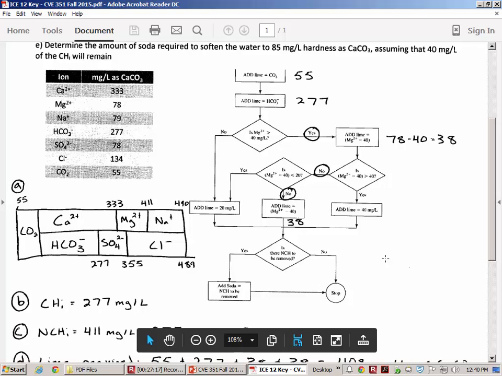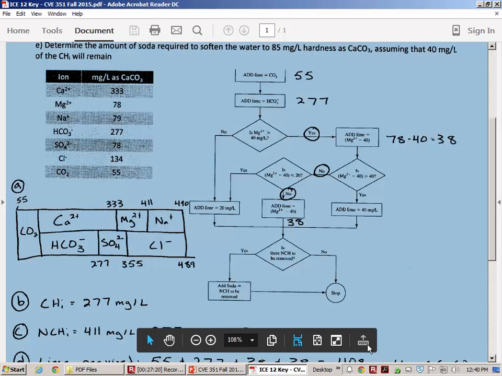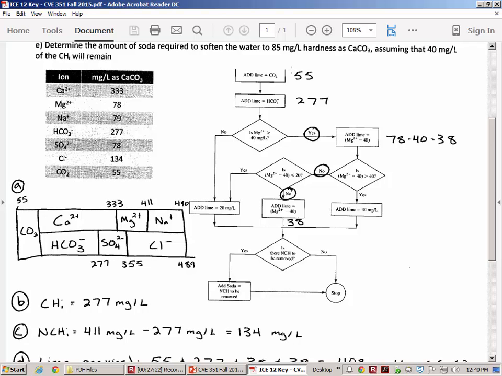Now, how much lime required is where we go through the flow chart. And in the flow chart, you start at the top. And it says, how much lime should you add? Well, first of all, you have to add enough to cancel out the CO2. And what's our CO2 concentration? Okay, so we add 55 milligrams per liter of lime. And now it's saying add enough lime to cancel out the HCO3. So we look on here, where's our HCO3? There it is. So also add another, on top of the 55 you already added, add more, 277.